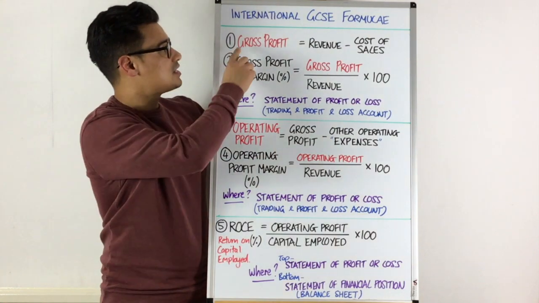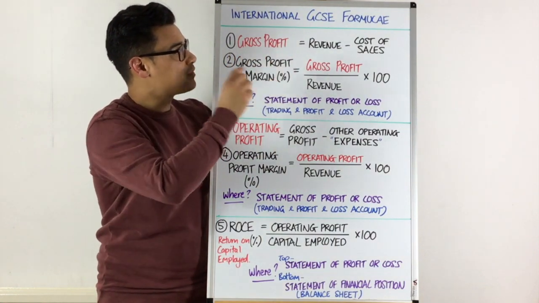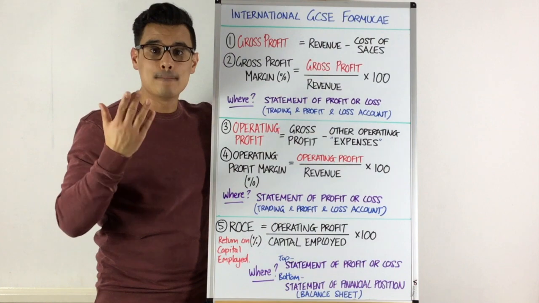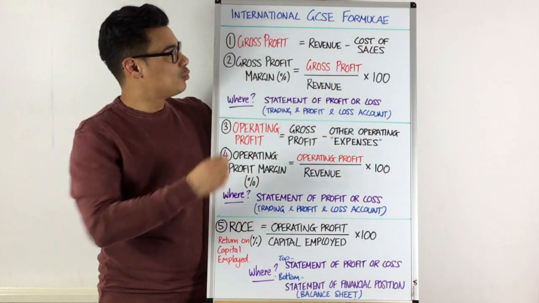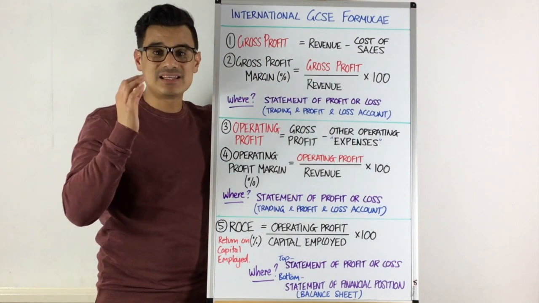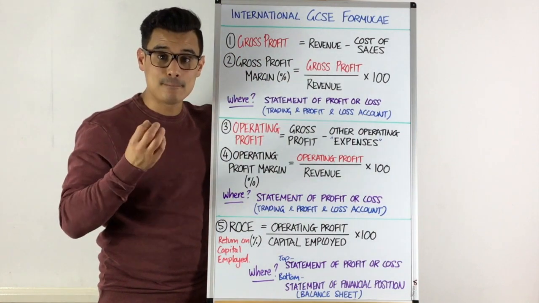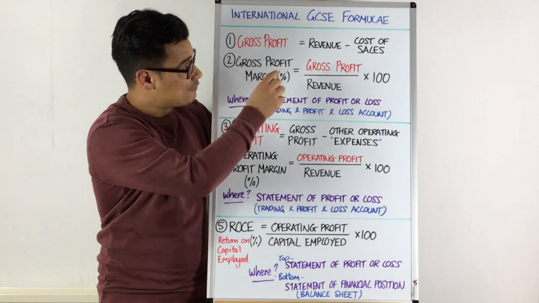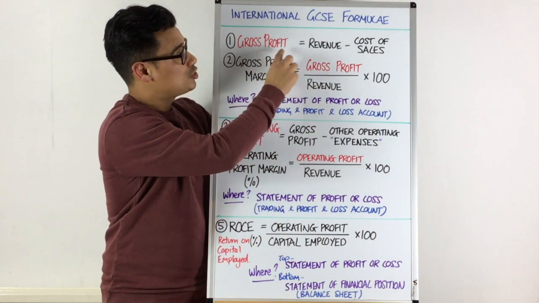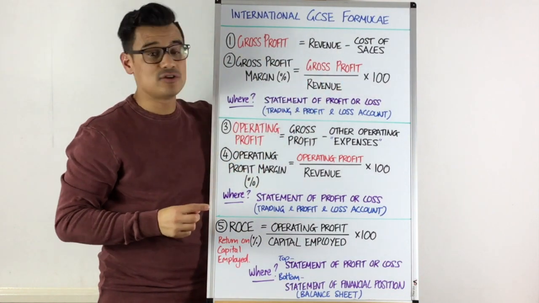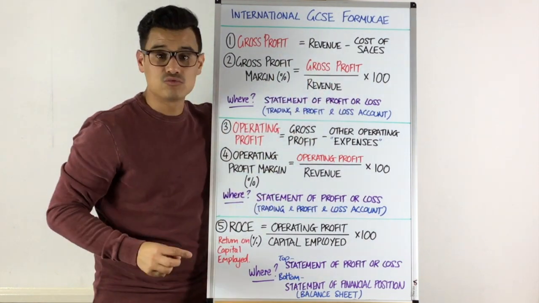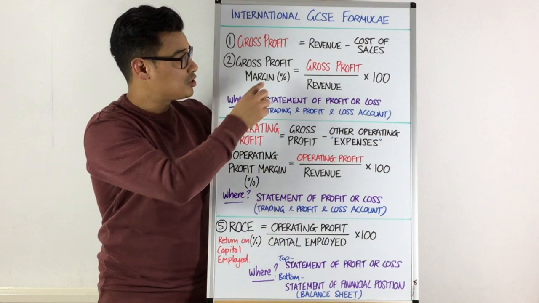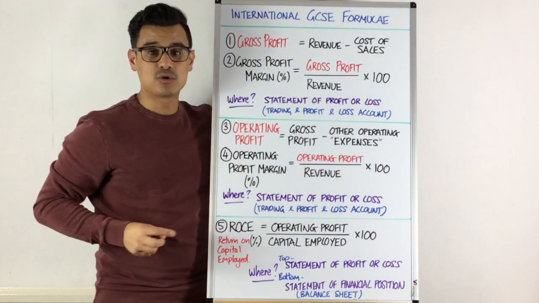So the first one you're going to see is gross profit. And gross profit is simply your revenue minus your cost of sales. The other thing you'll need to know, which is related to the gross profit, is the gross profit margin, measured as a percentage. And the formula for that is gross profit, which is just simply revenue minus cost of sales, divided by the revenue times by 100, which makes the percentage, and that is the gross profit margin.